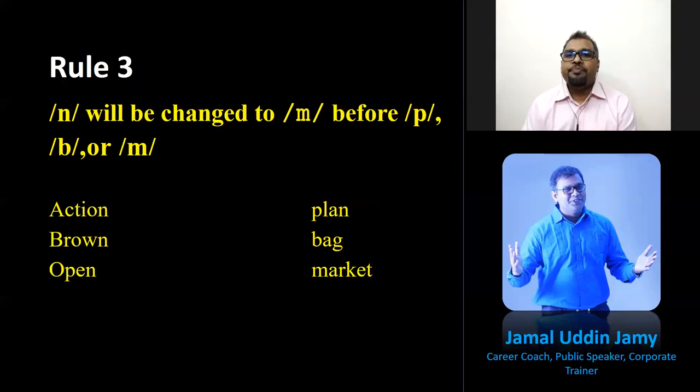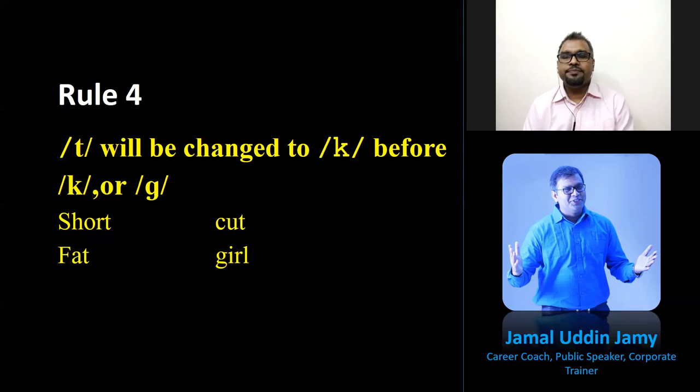Rule number three, na will be changed to ma before pa, ba, ma. Action plan together, action plan; brown bag together, brown bag; open market together, open market. Action plan, brown bag, open market, okay?